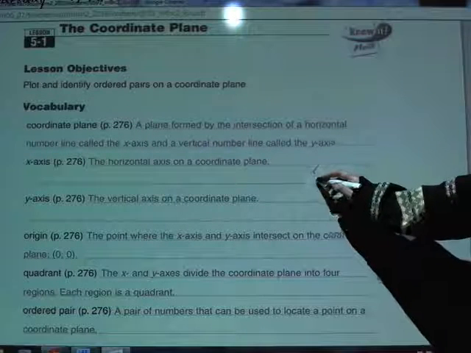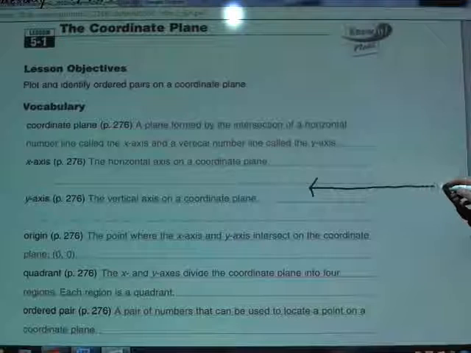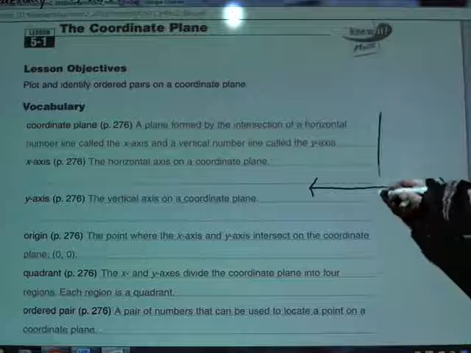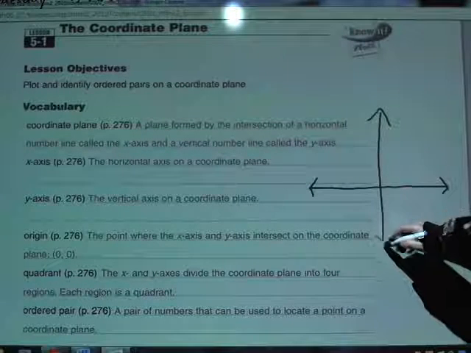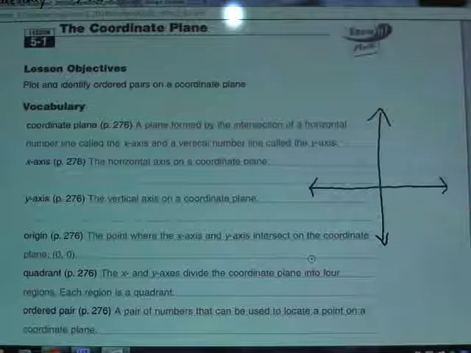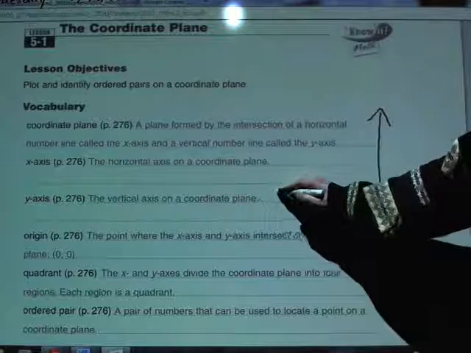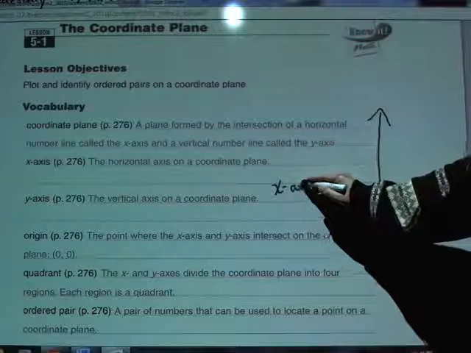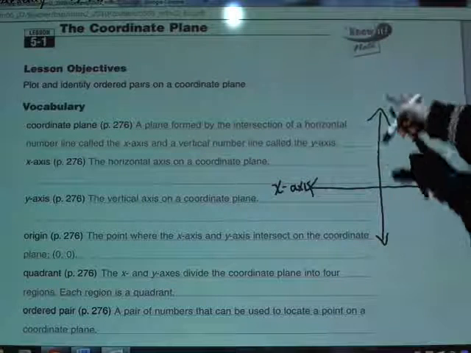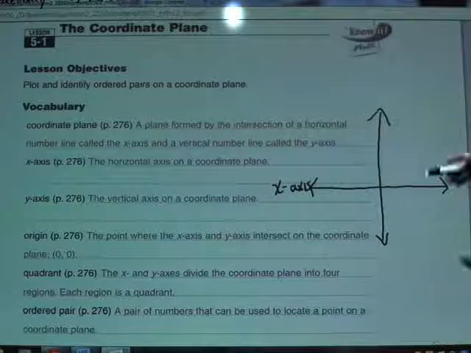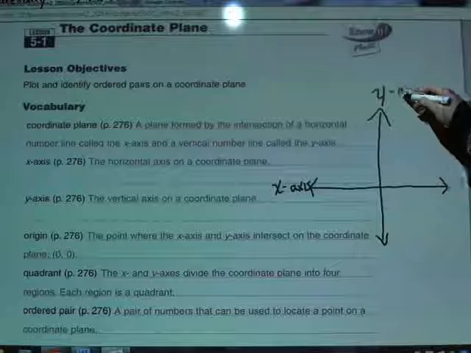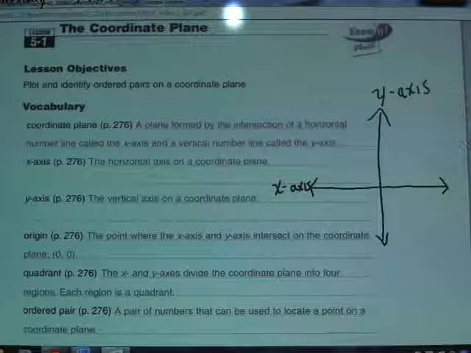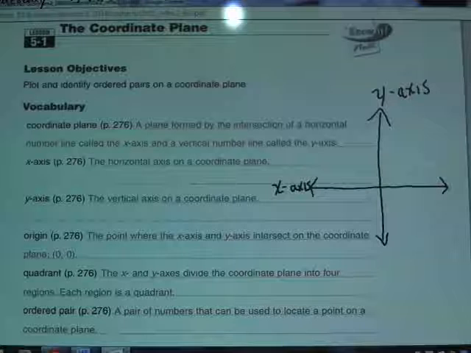So you have two number lines that meet at a right angle. This one that runs across the page from left to right is called the x-axis. And the number line that runs up and down across the page, that's called the y-axis. And the x and the y-axis together form the coordinate plane.